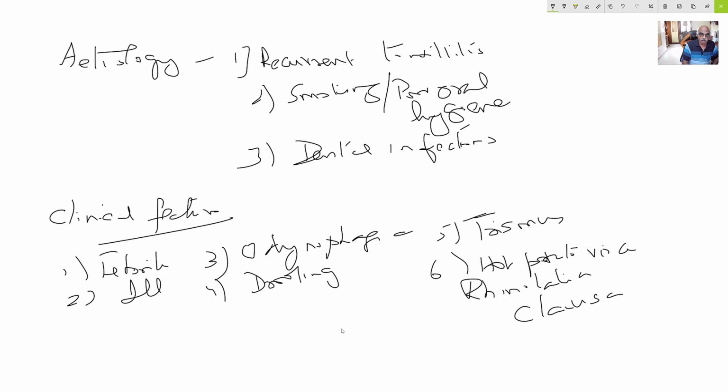And on top of it, they will have a foul breath, halitosis, because of poor oral hygiene. They won't have even brushed their teeth because they are unable to open their mouth, and they will have a smelly oral cavity. So halitosis is again commonly seen in these patients.